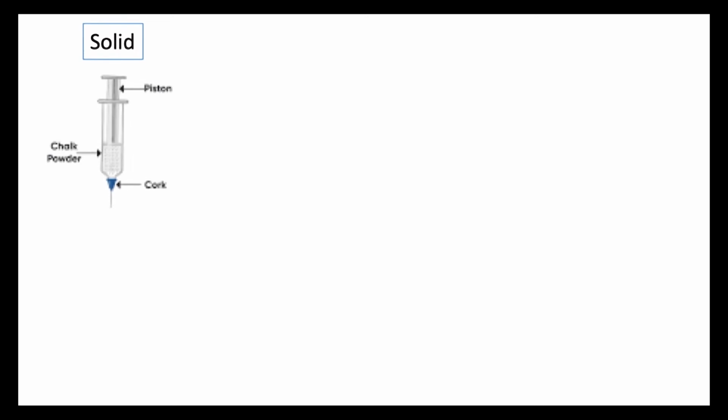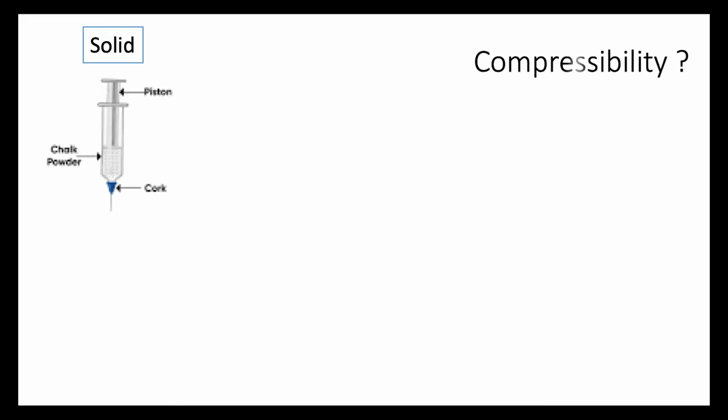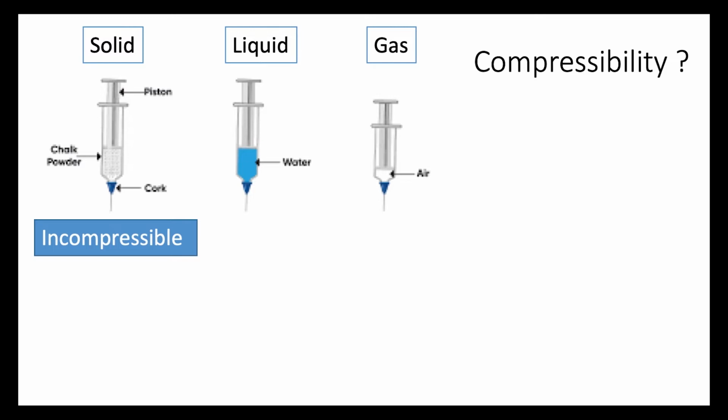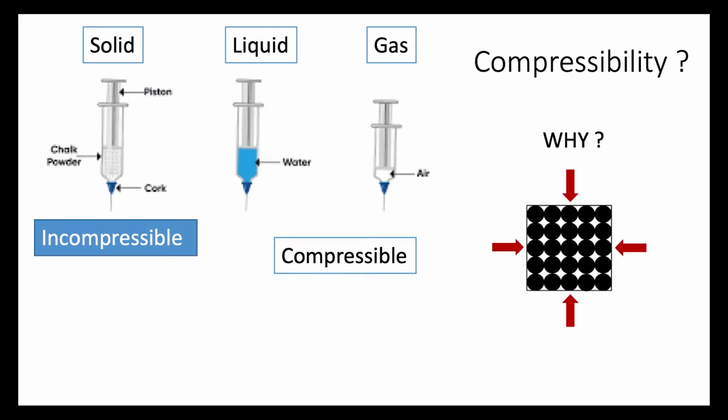Now, let us do an experiment. Let us take a syringe and fill it with a solid, say chalk powder. Now, if we move the piston inwards, what happens? Will the chalk powder compress and come out of the syringe? No, it won't. This means that solids are incompressible. But if you fill the syringe with a liquid or a gas and repeat the experiment, we can see that they come out of the syringe from the other end. Why? This is because liquids and gases are compressible.